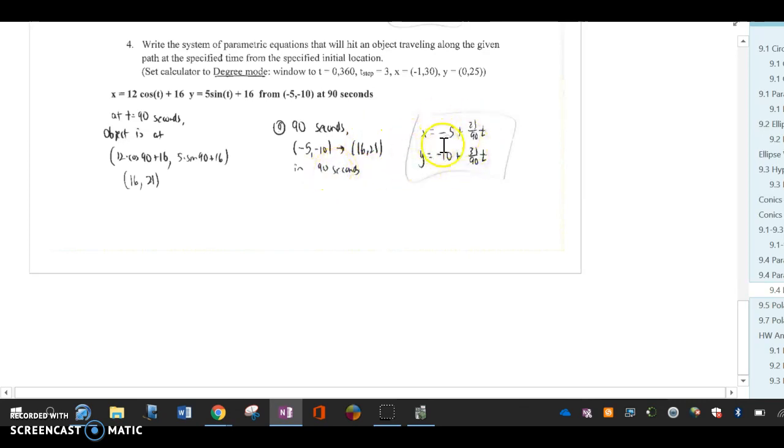So if we enter in these parametrics, we'll see the orbit of the object we're trying to hit. Then we'll see the object we are throwing at it, hitting it at 90 seconds. And for this one, you might want to speed up your t step to something a little faster. Otherwise, it's going to take a long time to see what happens in 90 seconds. Then you can see these two objects colliding.